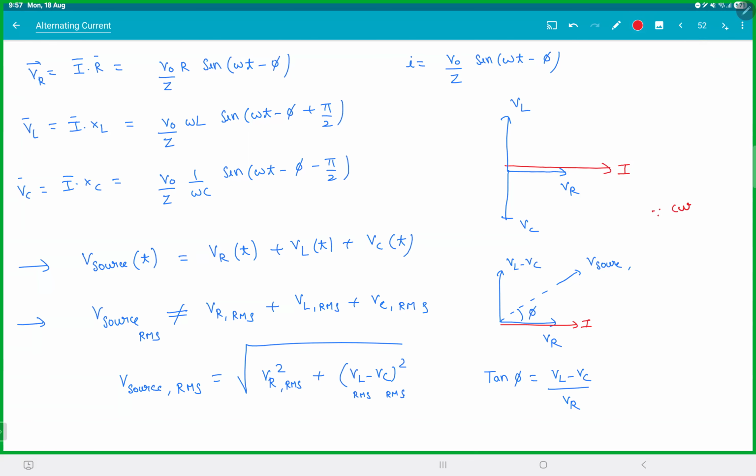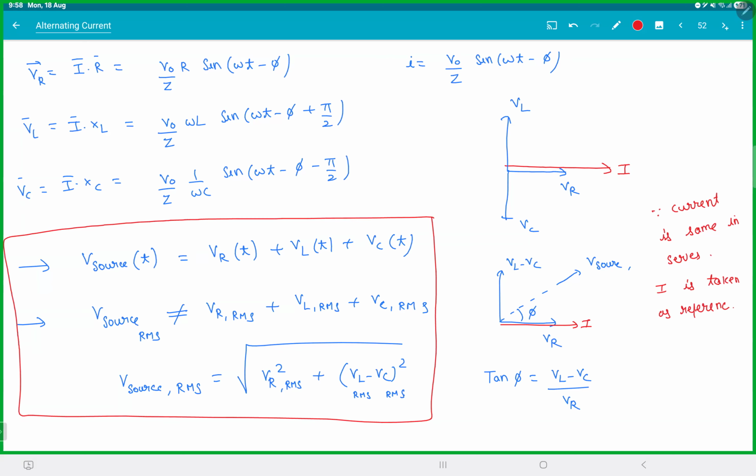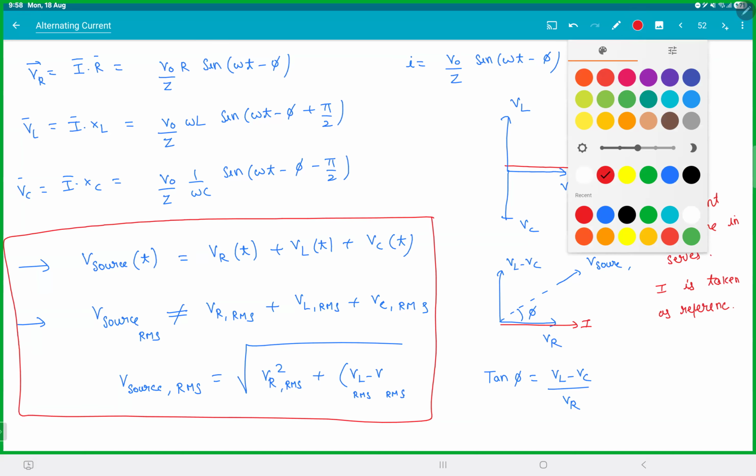Since the current is the same in a series circuit, we use I as reference. So with respect to current, we study everything. Clear with this? You can add them as functions of time t, but RMS values have to be used using this formula: root over VR square plus VL minus VC whole square.